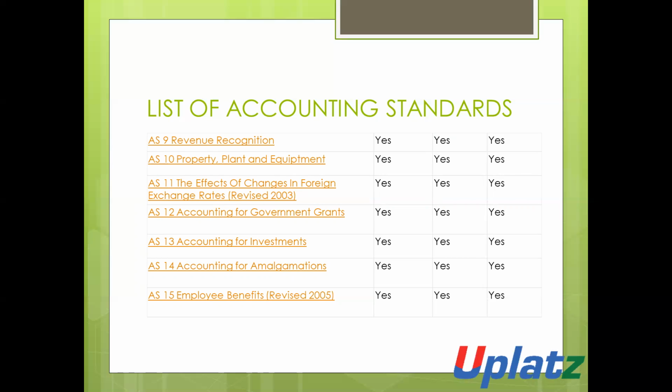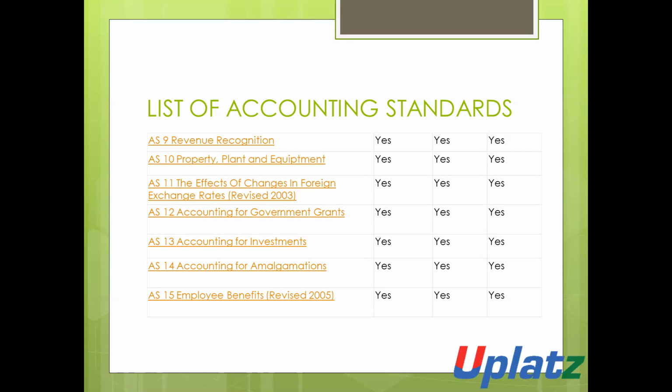AS13, Accounting for Investments. AS13 is applicable on Level 1 enterprises, Level 3 enterprises and Level 2 enterprises. That is, it is applicable on all enterprises. AS14, Accounting for Amalgamations. AS14 is applicable on Level 1 and Level 2 and Level 3 enterprises. That is, it is applicable on all the enterprises.